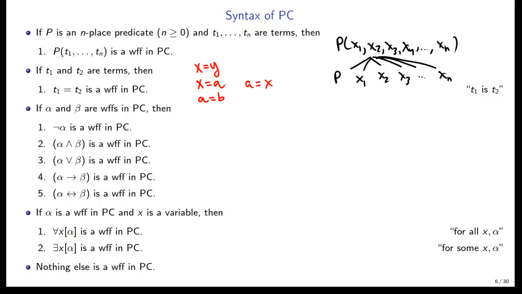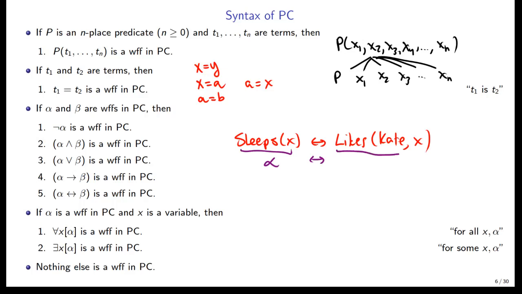If you have any 2 well-formed formulas, you can do any of the operators on them. So we could say something like sleeps x, if and only if, likes predicate X, and that would also be well-formed. So just like before, this would be of the form alpha, if and only if, beta. Just instead of P's and Q's, we're using things that are a little bit more complicated.